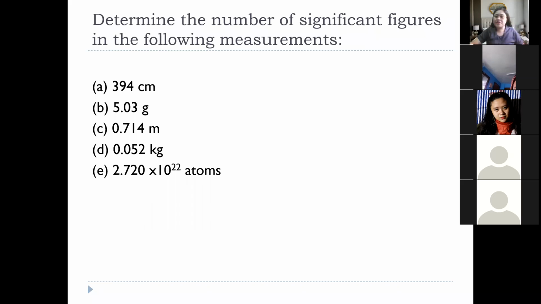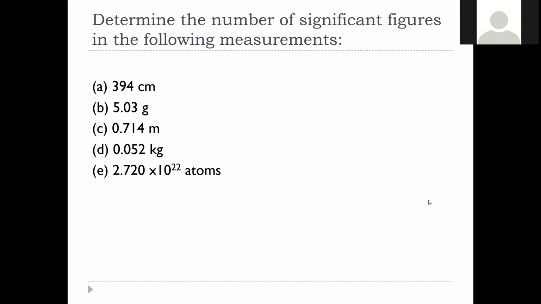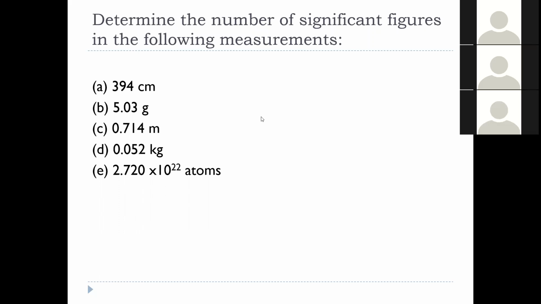Let's have the first one. So I'll be calling names to answer this one. I'll be calling names, so yung mga hindi ko pa masyado narinig yung boses, let's give them a chance to answer. So let's start with letter A.